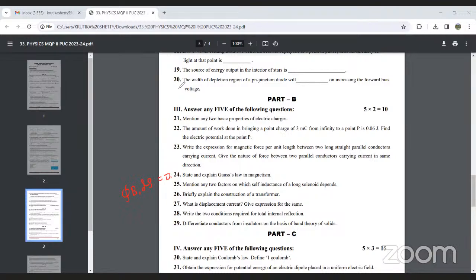When they ask for explanation, you just need to specify. First write the statement, then you write the expression, then you explain the terms here. Understanding? Go for the next question.